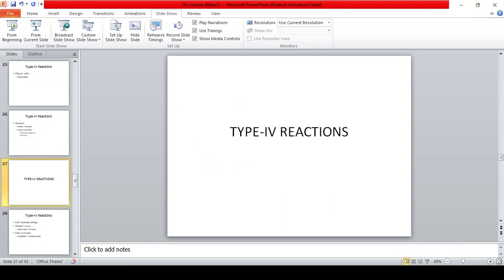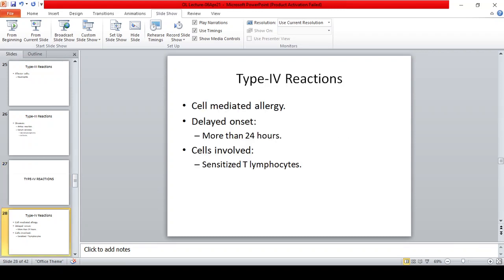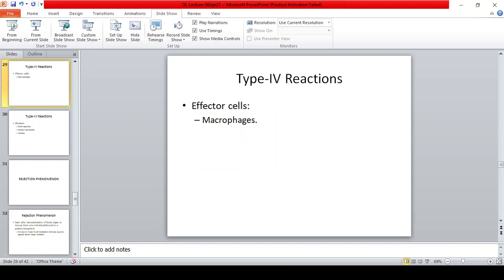Type 4 reactions. Type 4 reactions are basically the cell-mediated immune reactions, and they have a delayed onset, more than 24 hours, taking weeks even. The cells involved are basically the sensitized T lymphocytes, and the effector cells are the macrophages.